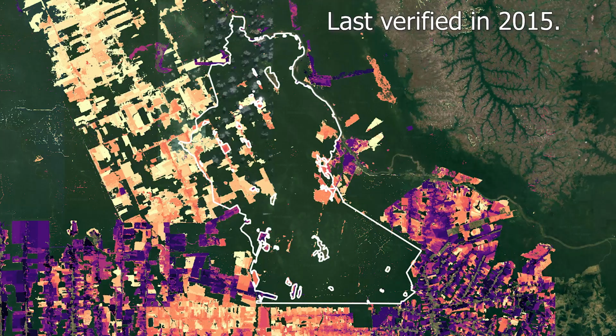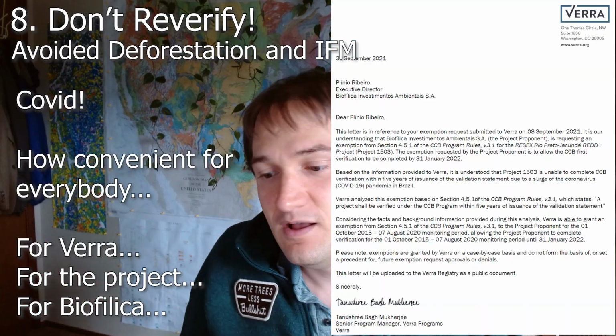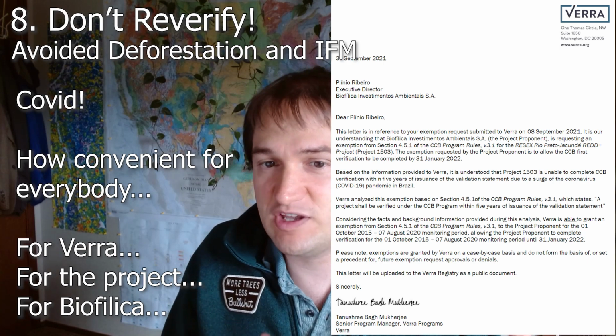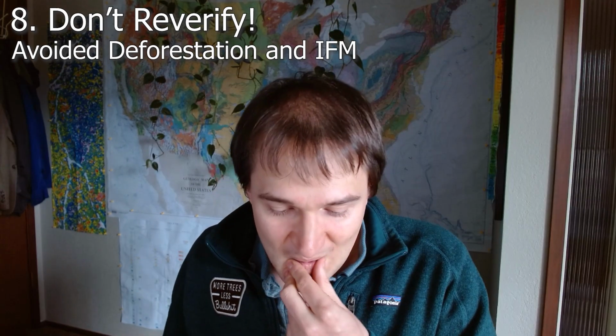Here's an example of a project that's been completely deforested. The last verification was in 2015. They've been getting exemptions due to COVID for the last 2 years. They might just never re-verify again. It may just fall off the grid as a dark project. They'll either wait until the deforestation stops and they can start getting credits again, or they just won't re-verify.